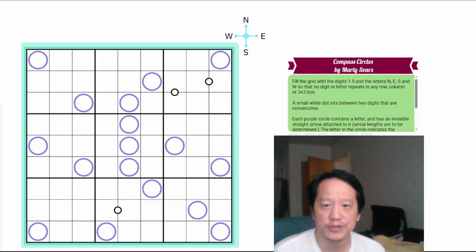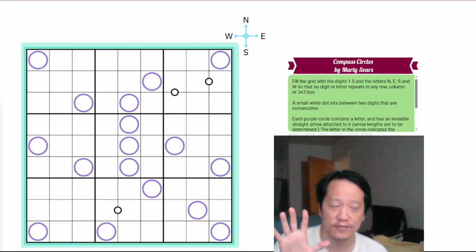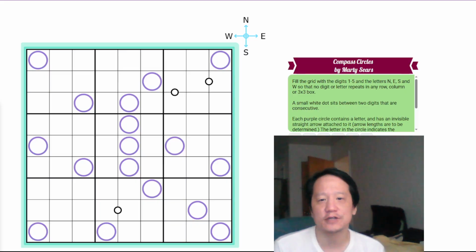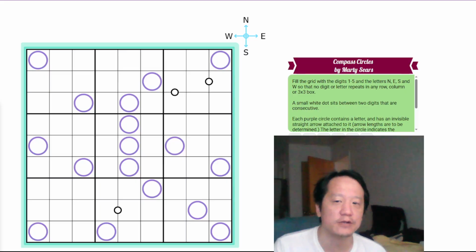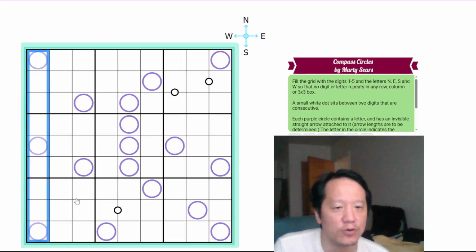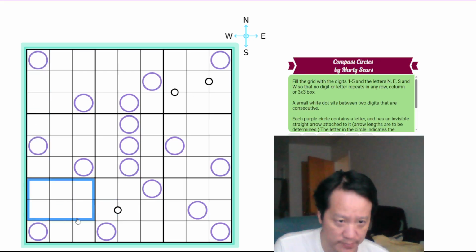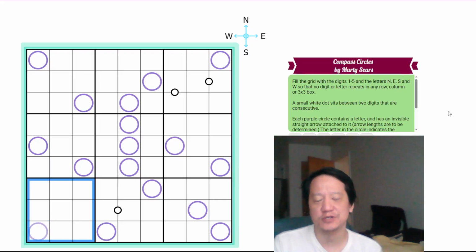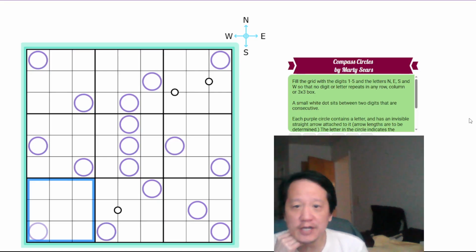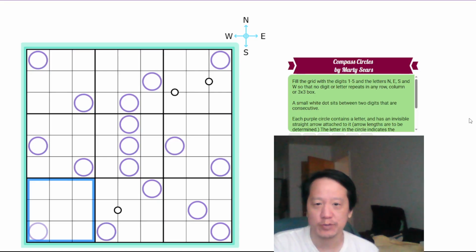Compass Circles by Marty Sears. And here are the rules. Fill the grid with the digits 1 through 5 and the letters N, E, S, and W, which is north, east, south, and west, so that no digit or letter repeats in any row, column, or 3x3 box. So this is a variant of normal Sudoku rules. Instead of 6 through 9, we have north, east, south, and west. But you cannot have repeats in any row, column, or 3x3 box.